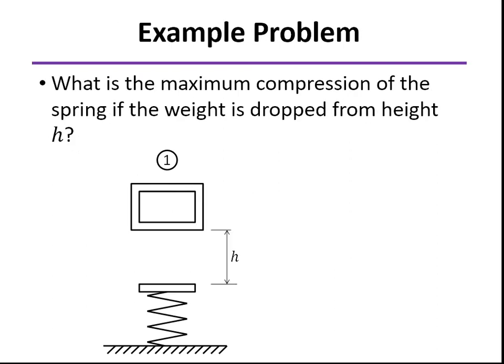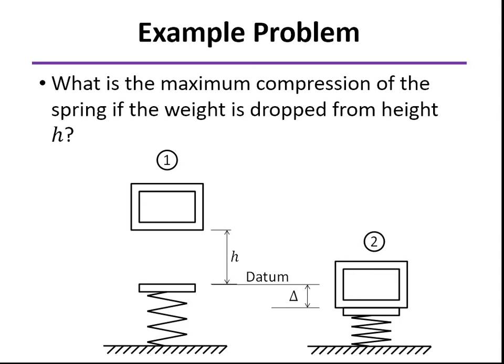So here's an example problem. A lot of the problems we work with conservation of energy include weights and springs. In this case, we drop this weight onto a spring, and the question is, what's the maximum compression of the spring? So there's our condition 1, right before we drop it, and condition 2 is when it comes to a stop at the maximum compression of the spring, the compression given by delta. And for this, we've defined the datum for the potential energy of the weight as being the top of the unstretched spring's platform.